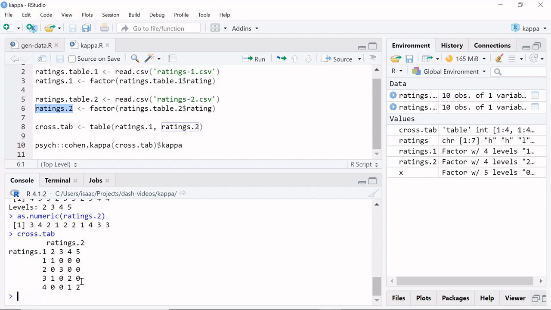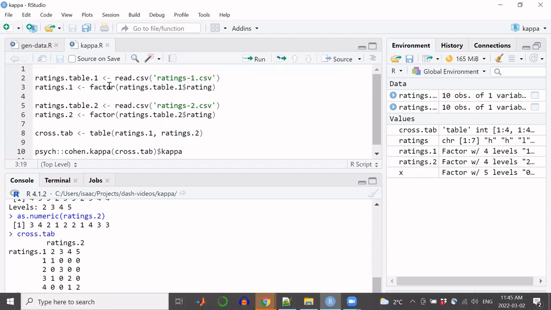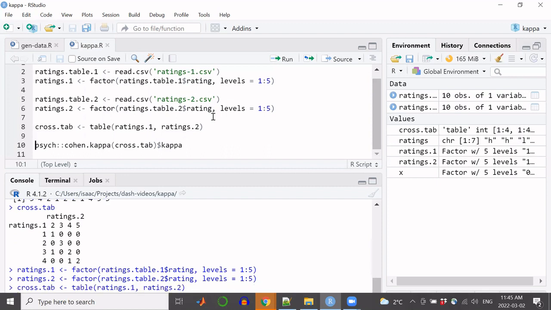So how do we fix this? The solution is to specify, when we're creating our factor, what the levels are. So in this case, we use the optional levels argument and specify that the rating scale has levels 1 through 5, even if the judge didn't use all of those levels. They still exist. We'll do the same thing for the second judge. And then we'll recompute the cross tabulation.